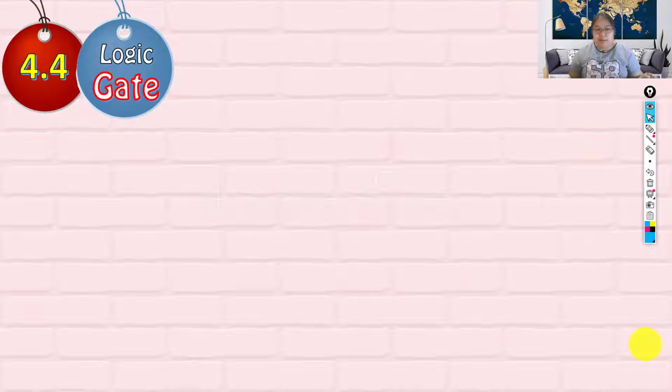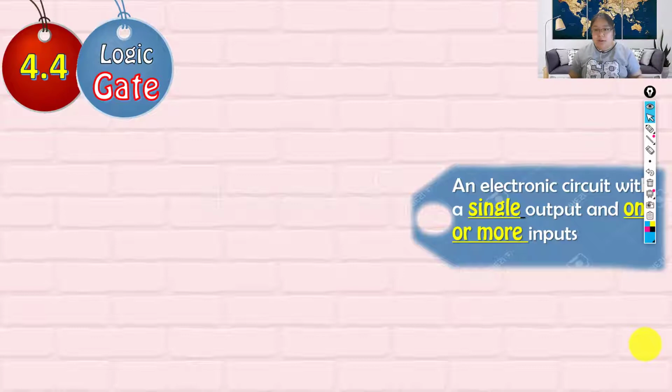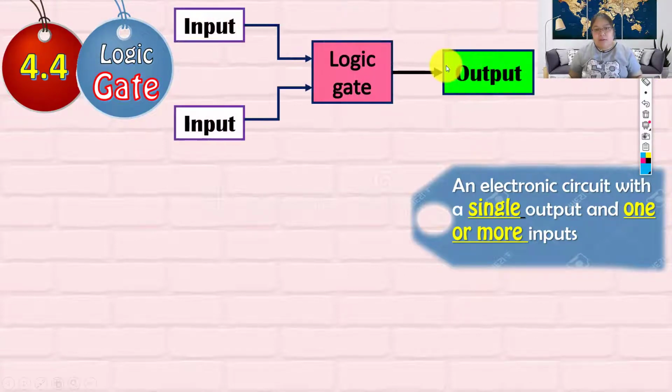Okay, first you will see what the logic gate is. You can refer to your notes also. A logic gate is an electronic circuit with a single output and one or more inputs. Let's see the diagram here. Single output means that after the logic gate, one signal comes out. Your input can be more than one, two, three or four, but after passing through the logic gate, you just get one piece of information to tell you the result.